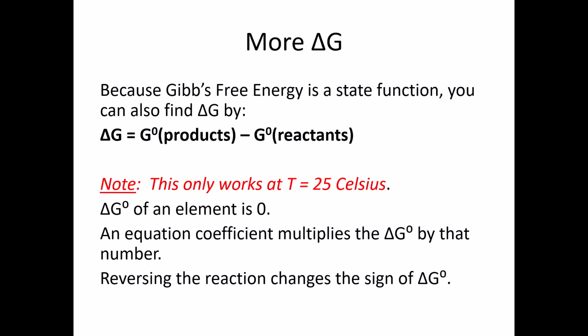Now, a couple of things to remember. Delta G values are similar to delta H in that any delta G value of an element in its elemental state is going to be 0. Alright, just like delta H. In an equation, if we have a coefficient in front of a compound, we're going to multiply the delta G value by that coefficient. And if we have to flip around a reaction, that changes the sign of delta G. So the same kind of rules that we see for delta G are the same as we see for delta H.